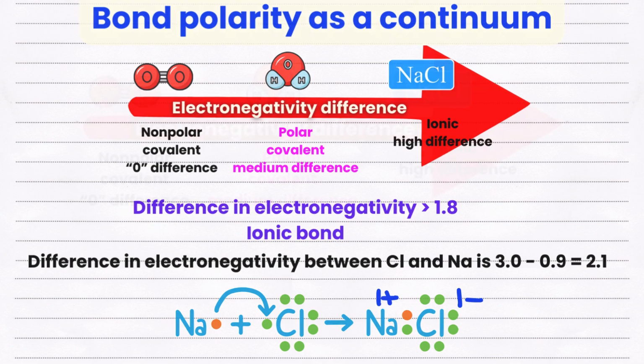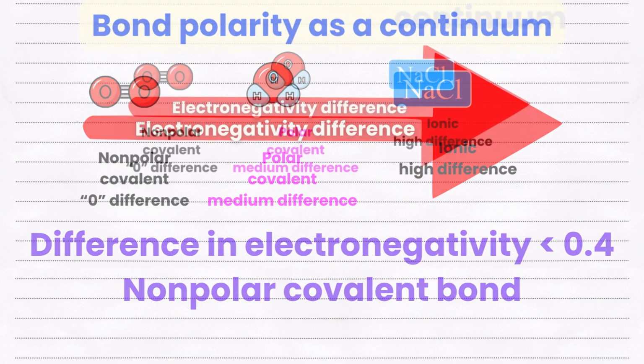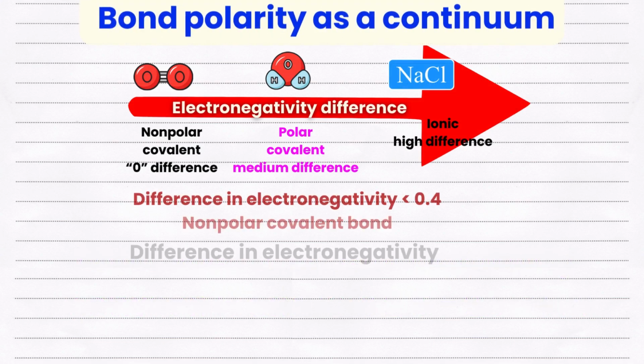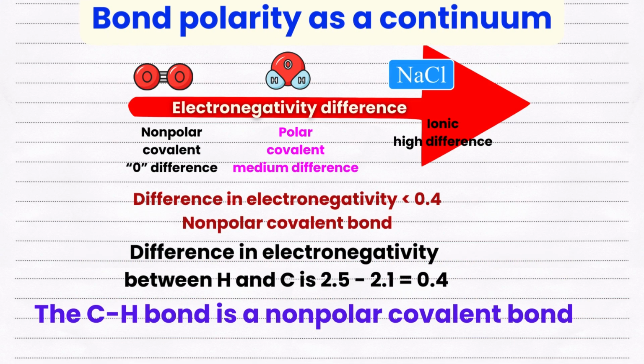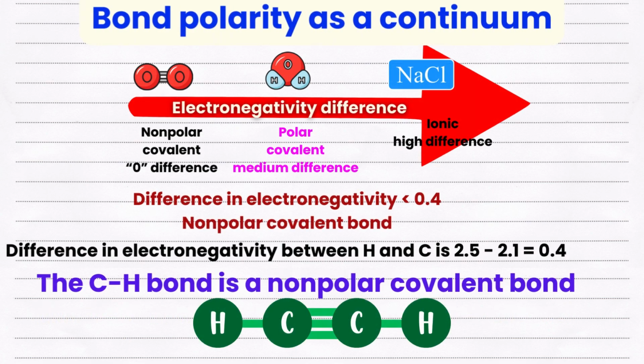If the difference in electronegativity between the atoms is less than 0.4, it is a nonpolar covalent bond. The difference in electronegativity between hydrogen and carbon is 2.5 minus 2.1, which equals 0.4, so the C-H bond is a nonpolar covalent bond. Here, there is a fairly equal sharing of electrons between carbon and hydrogen.